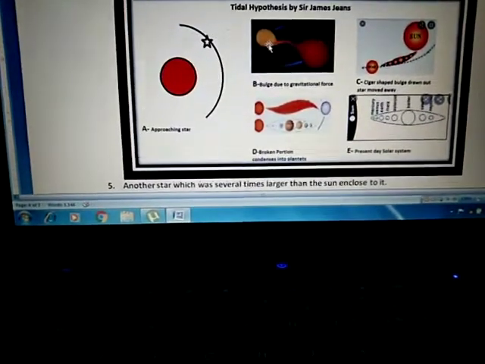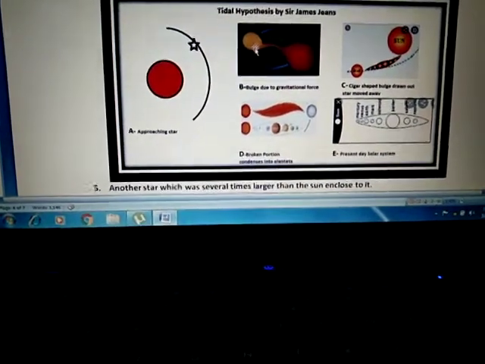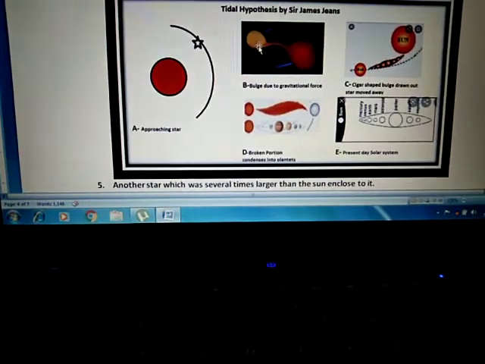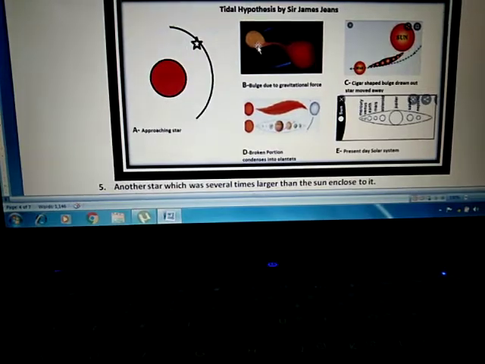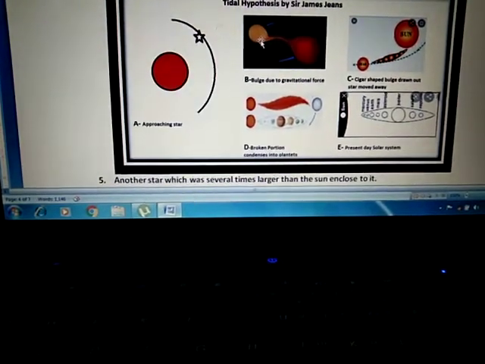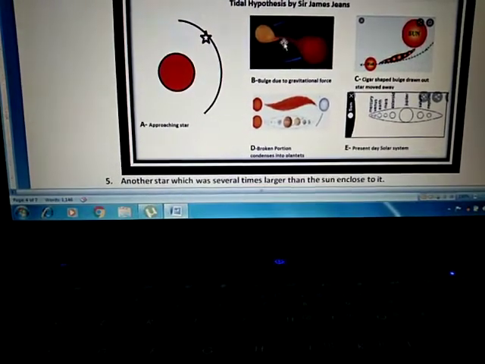We can explain it through the example of how the tides come. Due to the gravitational force of the sun and moon, the sea water moves upward and downward twice a day. That is called tides. The same process happened there due to the gravitational force of the star, which was larger than the sun.